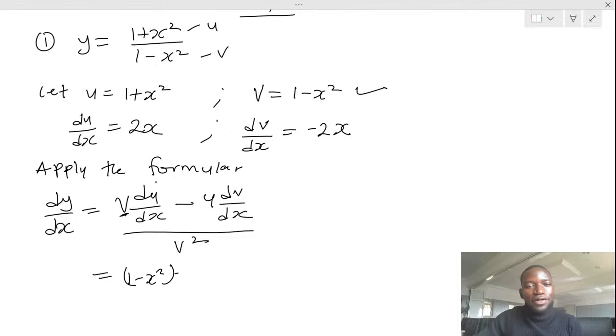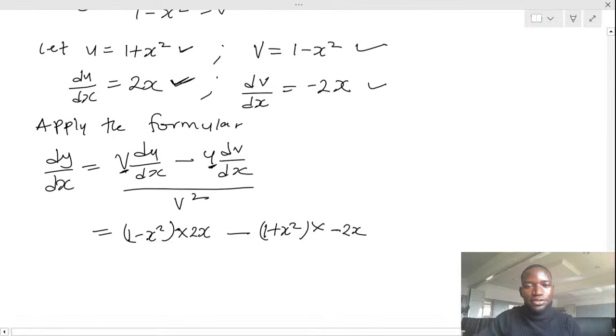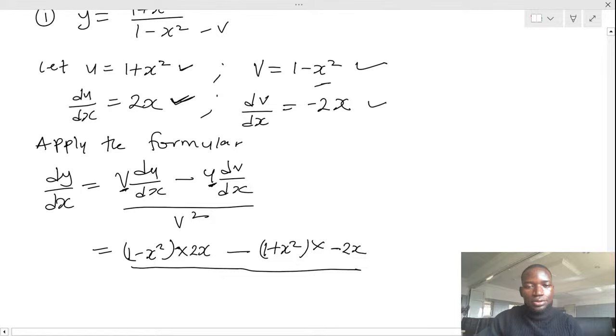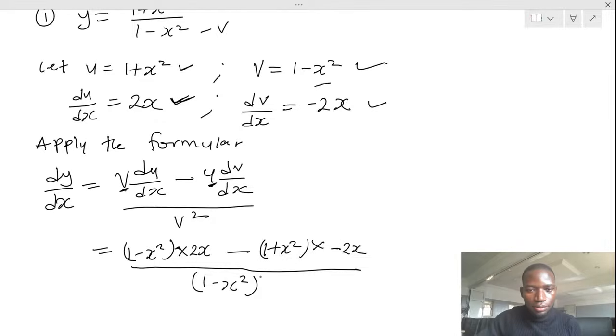Now slot in the value for your du by dx. That will be times 2x minus, now go to your u, slot in the value for u, 1 plus x squared, times, this is your dv, slot in the value for your dv, that is minus 2x. Then everything over v squared. All right, what's our v again? Our v is this. So everything over 1 minus x squared, everything all squared.